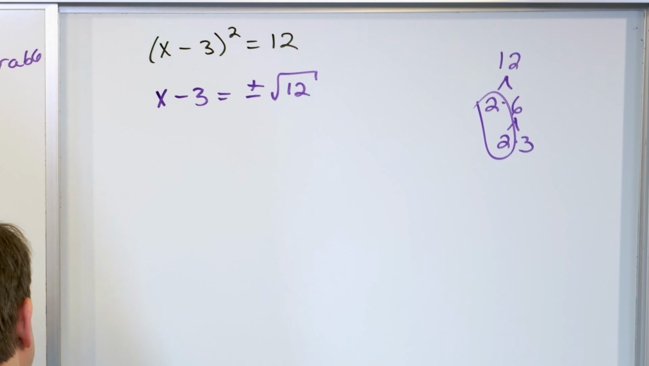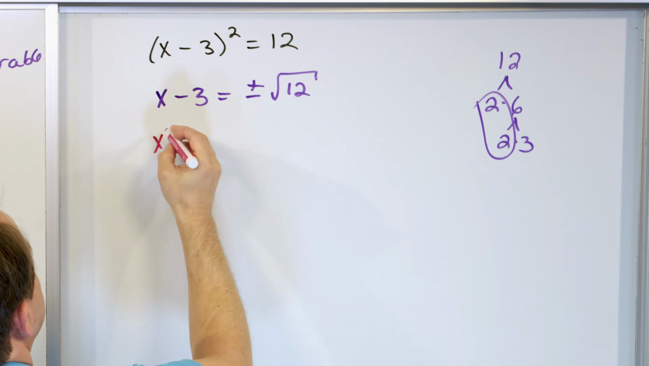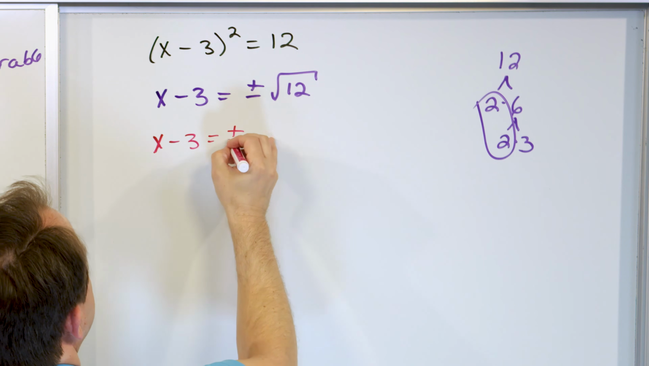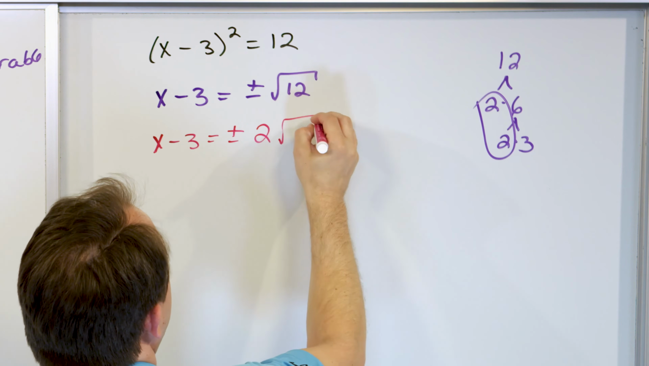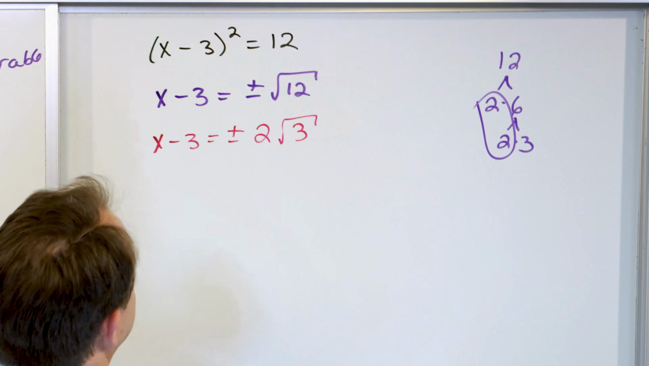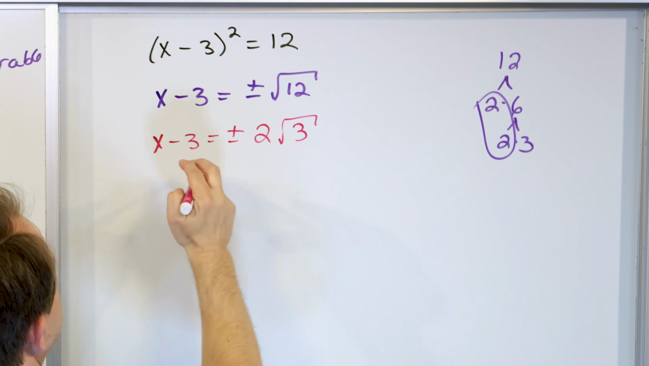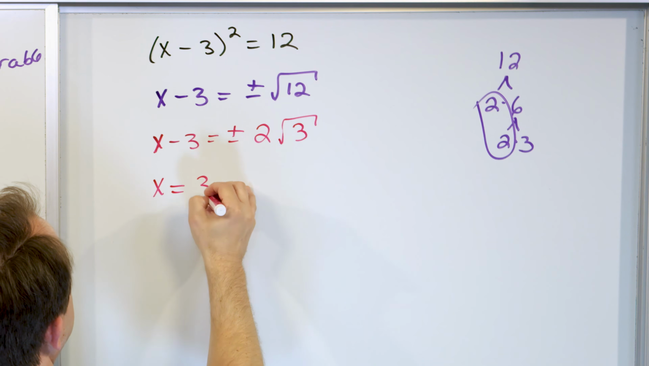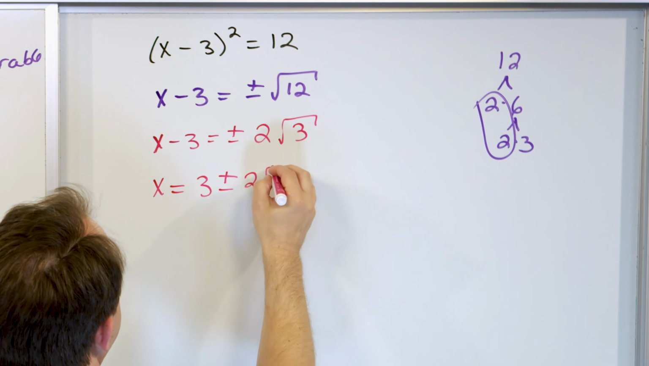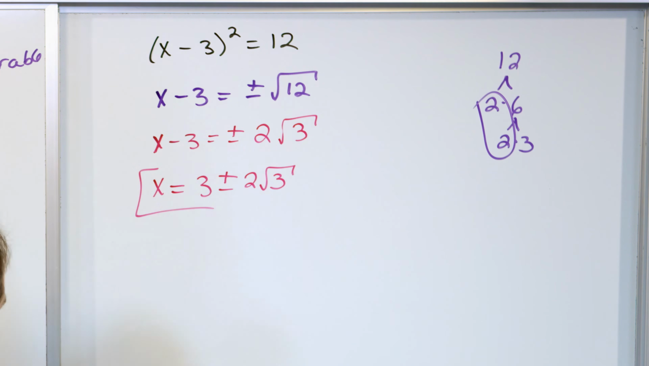And so what you have is x minus 3 equals plus or minus, the 2 comes out and the square root of 3, which is left over, remains. And now to solve for x, you move 3 over. X is equal to 3 plus or minus 2 times the square root of 3. This is the final answer.